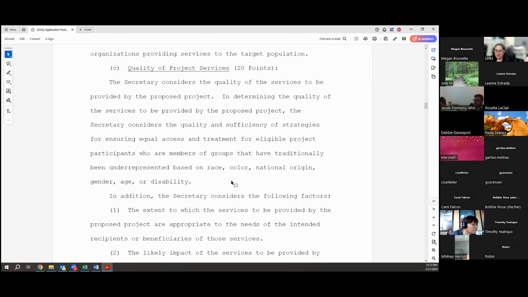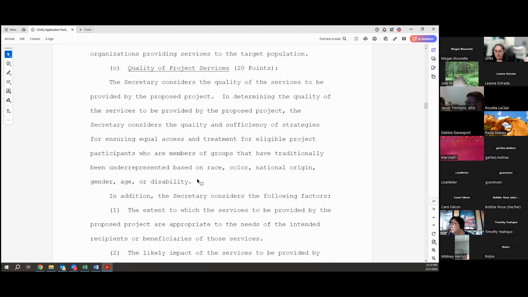So there are some things that shouldn't be surprising. Some of this section, where it talks about the secretary considering the quality and sufficiency of strategies for ensuring equal access, requires you to make an assurance statement that you're going to ensure equal access and treatment for eligible participants who are members of groups that have traditionally been underrepresented based on race, color, national origin, gender, age, disability.